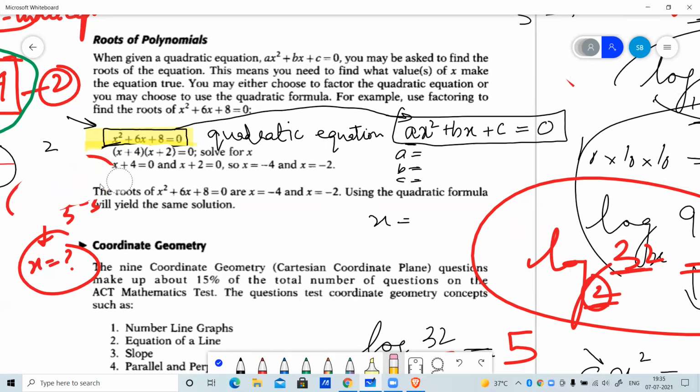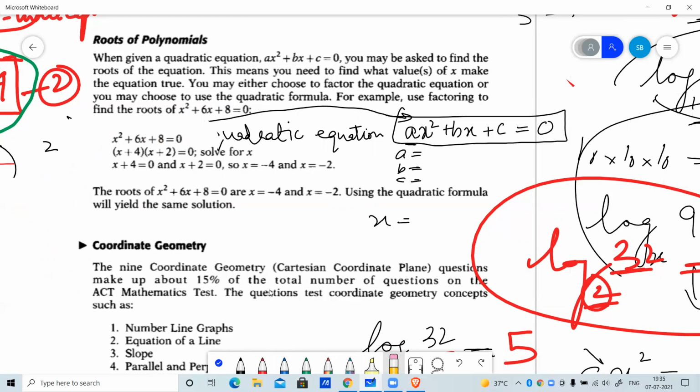But here you're not having a linear relationship. You're not having a linear equation. You're having a quadratic equation. Quadratic means when the highest power is 2. So in this question, you're having x squared plus 6x plus 8, where you're having the highest power as 2. So we need to solve this type of equation by using the calculator, in short.